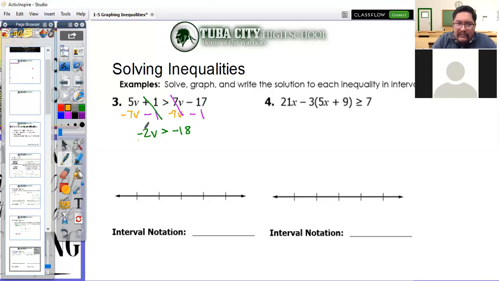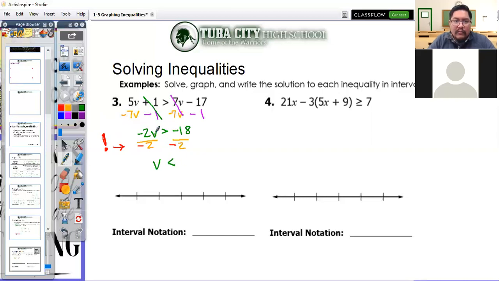Now I have to get rid of this negative 2. So remember, when I divide, it's not enough to just divide by 2. I have to get rid of the negative as well. And this is the part you got to watch out for. These negatives, okay? So I put an exclamation mark there. You got to be careful on these. You got to be vigilant. And make sure that if you have to divide or multiply by a negative, in this case, you change the direction of the sign.